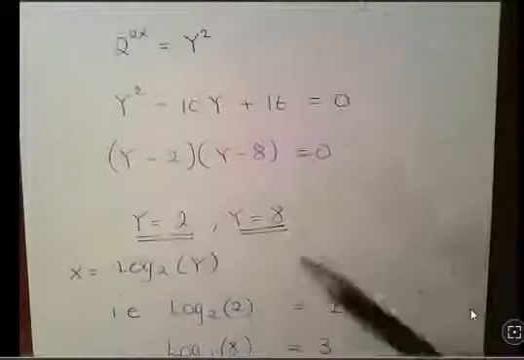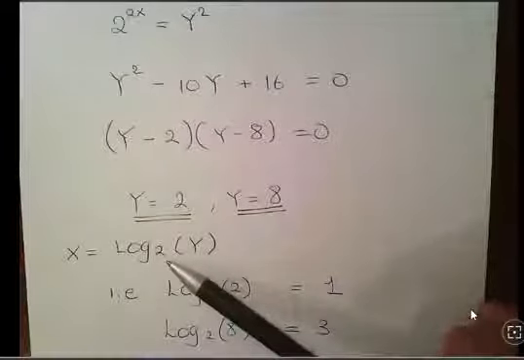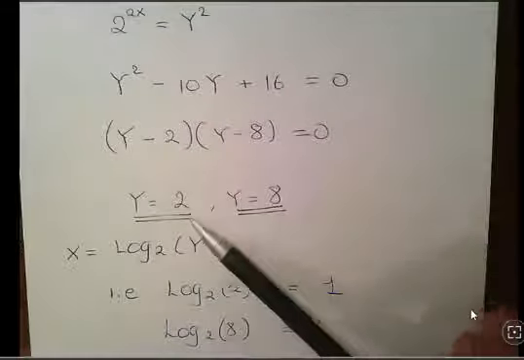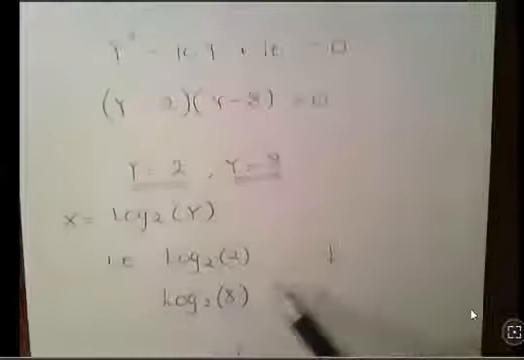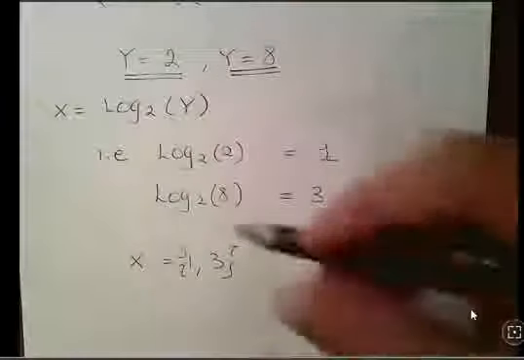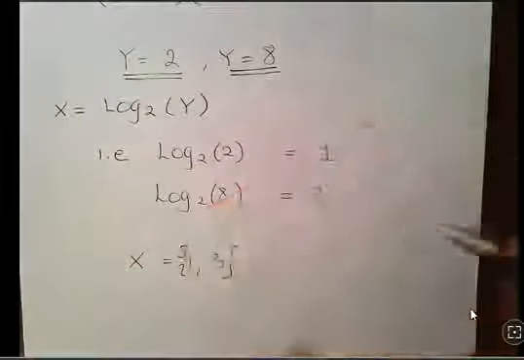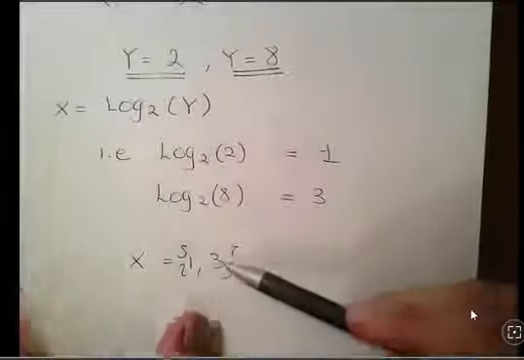So we're nearly there, and the answers we're looking for are in terms of x. So we take log to the base 2 of both of those. Log to the base 2 of 2 is simply equal to 1, and log of 8 to the base 2 is 3. So the answer is 1 and 3: x is equal to 1 or x is equal to 3.